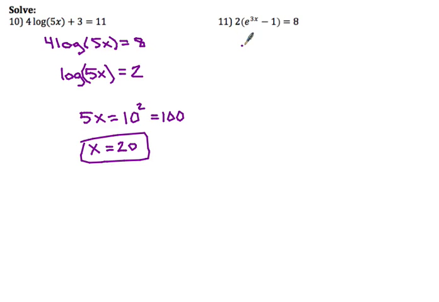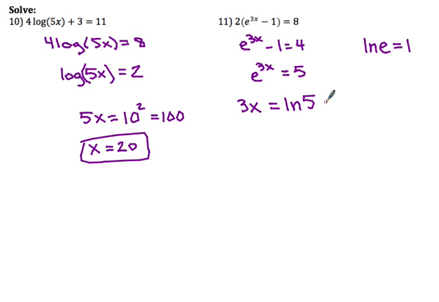Here, let's divide by 2 first. So e to the 3x minus 1 equals 4. We'll add the 1. Now, again, to get that exponent out, let's use logarithms. In this case, I want to use a natural log. So this becomes 3x. Natural log of e, just remember that the natural log of e is 1, so that just disappears. And then this equals the natural log of 5. So that's what happens when we take the natural log of both sides here.